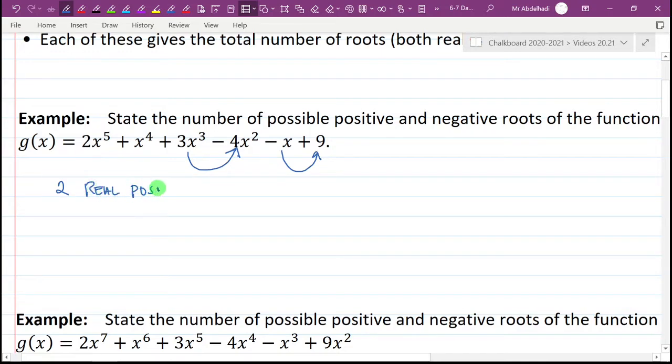positive roots. Okay? What I'm going to do is just write 2 pos because I don't want to have to write all this out. So 2 positives, okay, up to 2. Now, what about the negatives?